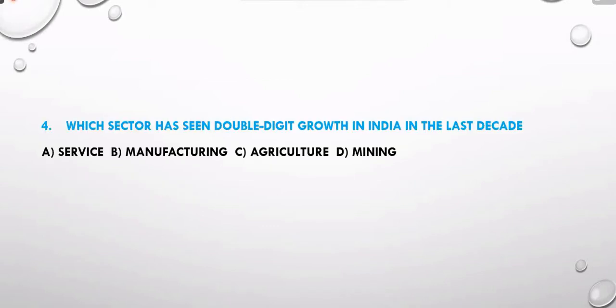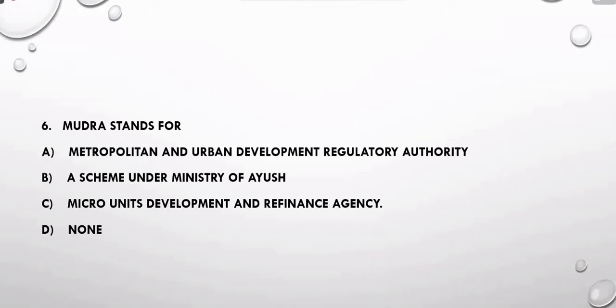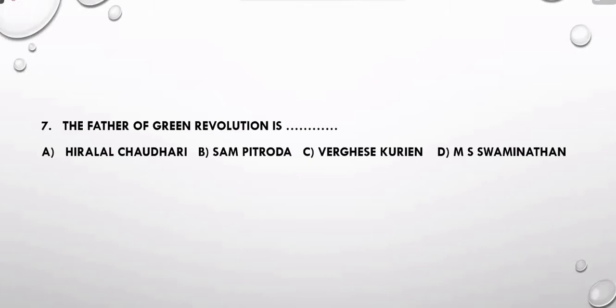Which sector has seen double digit growth in India in the last decade? Services. How much FDI is allowed in the food processing industry? 100%. Then Mudra stands for Micro Units Development and Refinance Agency, developing the MSMEs. Father of Green Revolution is MS Swaminathan.